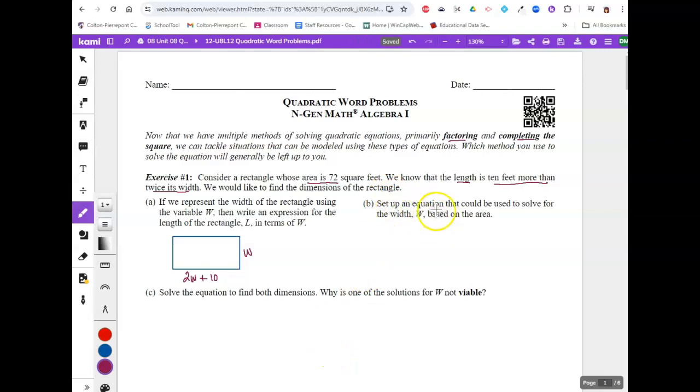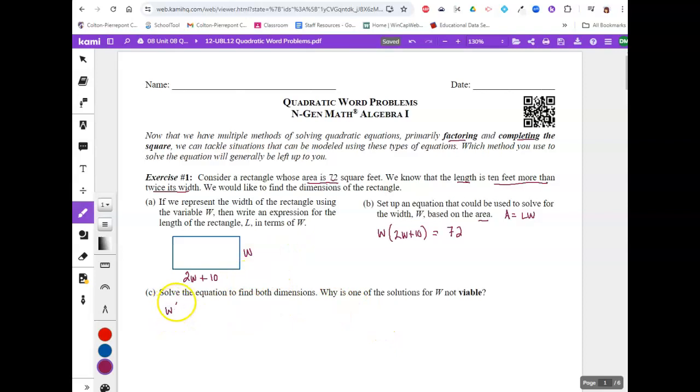Okay, so now set up an equation that could be used to solve for the width W based on the area. Well, how do you find the area? Area is equal to the length times the width. So that means if I take these two values, W times 2W plus 10, that will give me the area, which is 72. Length times width equals area. Okay, so now let's solve this equation.